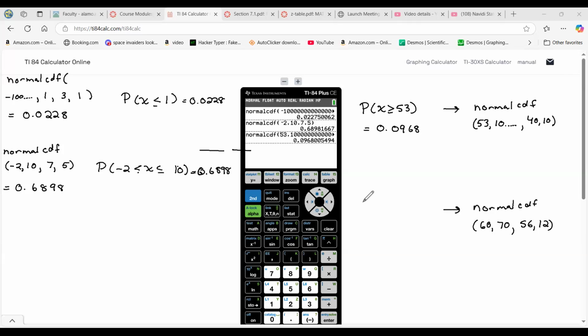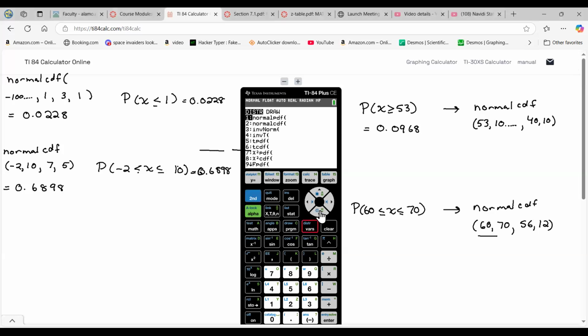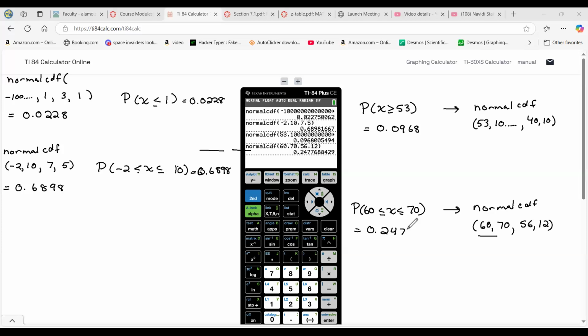And then for my very last one here, this is an area with an x value bound between 60 and 70. And it has a mean of 56 and a standard deviation of 12. So second bars, normal CDF. This time we put in 60 as my lower bound, 70 as my upper bound. My mean is 56 and my standard deviation is 12. So that probability would be 0.2478.